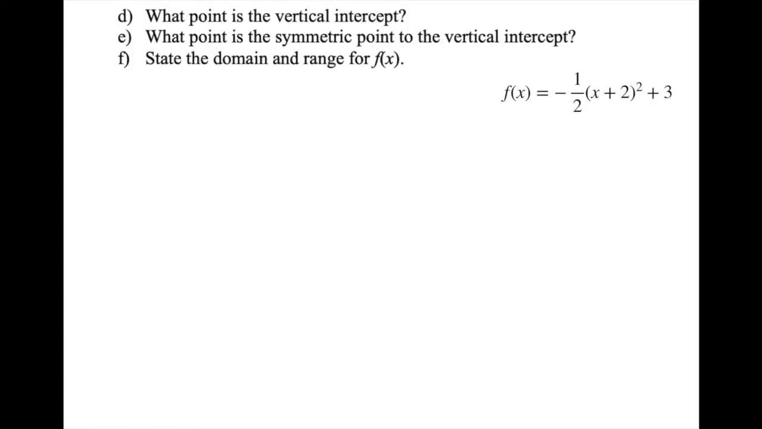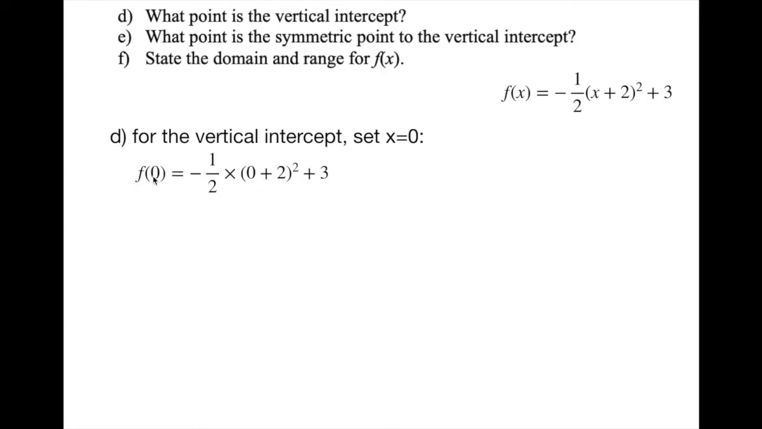Then what is the vertical intercept? Again, you set x equal to 0. So f of 0 will be -1/2 times 0 plus 2 together squared. So that's -1/2 times 2 squared is 4, then plus 3. And it's -2 plus 3, which is 1. So the vertical intercept will be x equal to 0, y equal to 1.